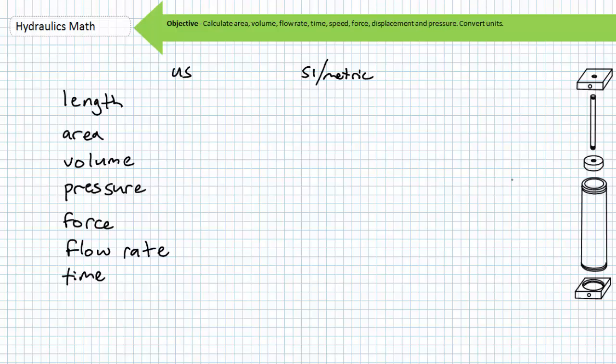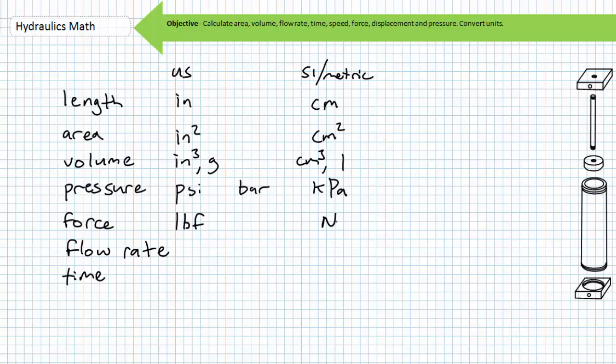We'll return to special purpose quantities like velocity and viscosity in later lectures. Units commonly employed in hydraulics to measure these quantities for both systems include inches and centimeters for length, square inches and square centimeters for area, cubic inches or gallons, and cubic centimeters or liters for volume, psi, bar, and kilopascals for pressure, pounds force and newtons for force, gallons per minute and liters per minute for flow rate.